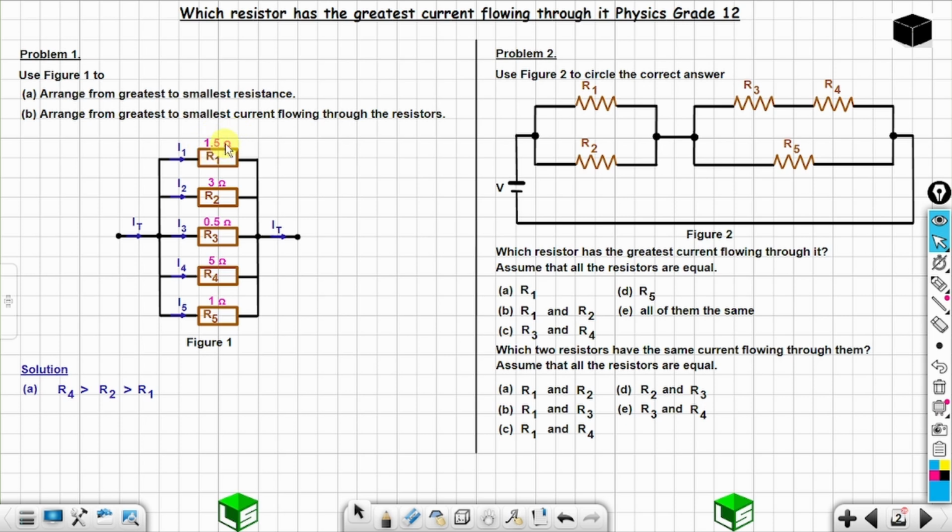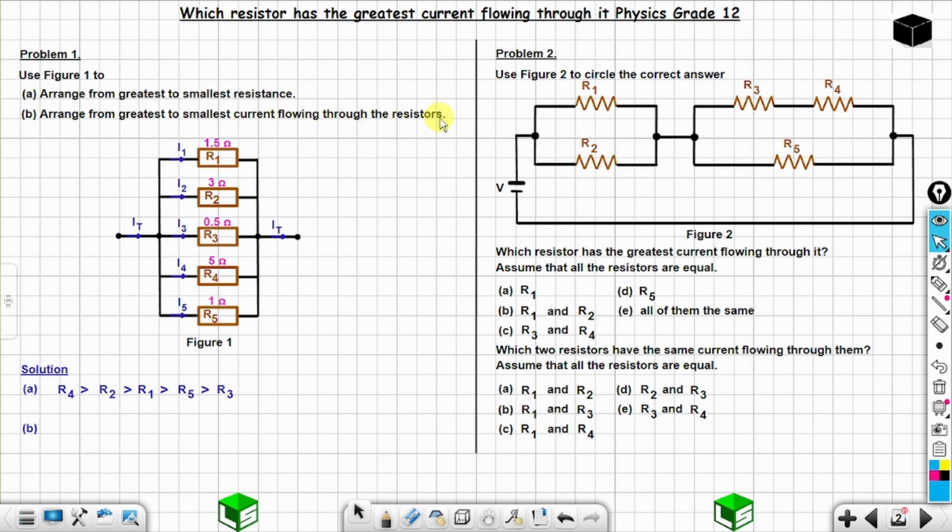Okay, after 1.5 ohms you have 1 ohm, greater than R5. After 1 ohm you have 0.5 ohm, R3, greater than R3. Now question B, arrange from greatest to smallest current flowing through the resistors.